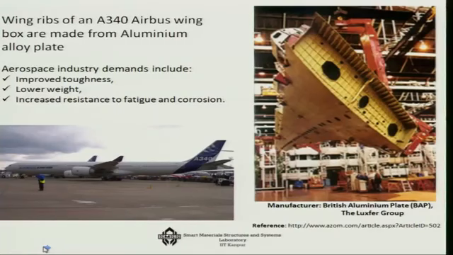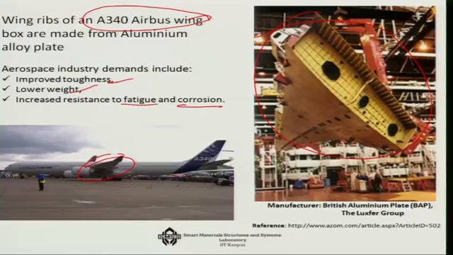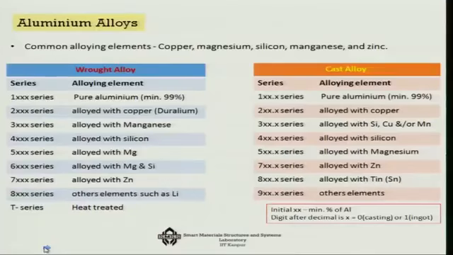Now, not only in the automobile transportation sector, but today if you look at the aircraft transportation sector, let us say the A340, the wing part of the A340 is actually made of an aluminum alloy based plate. Here, as you can see, this is a wing box. This is preferred because it has improved toughness, of course lower weight, and increased resistance to both fatigue as well as corrosion. So, that is why even the aircraft industry has got interest in aluminum based systems.